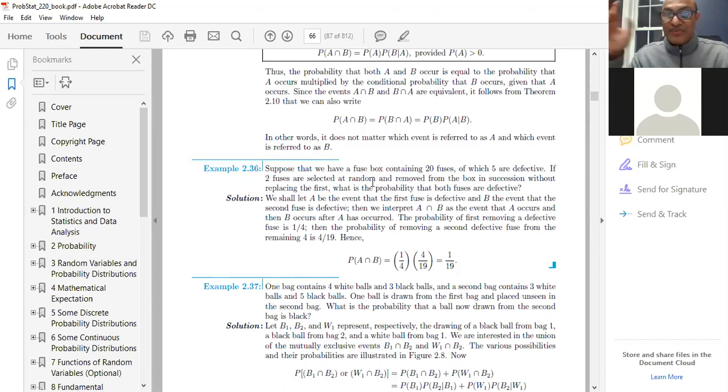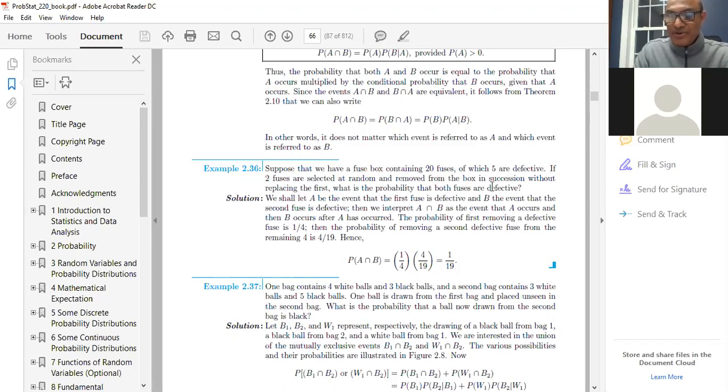So that is in succession without replacement. You are not replacing that one. Without replacement means you are working with the dependent event, not the independent event. Please keep in mind this thing, because it is now without replacement. You are not replacing them. What is the probability that both the fuses are defective? You have total 5 defectives.